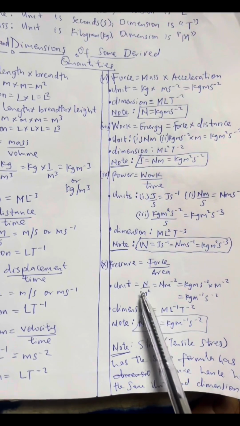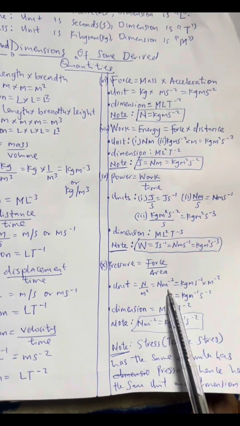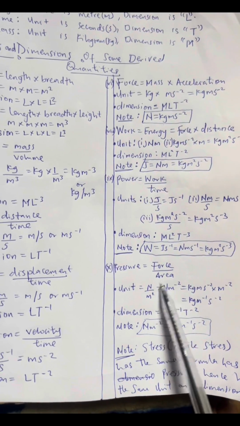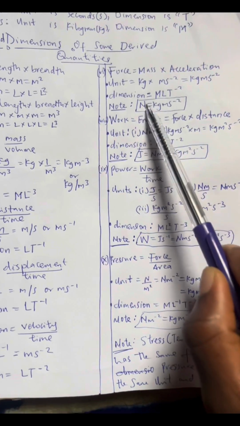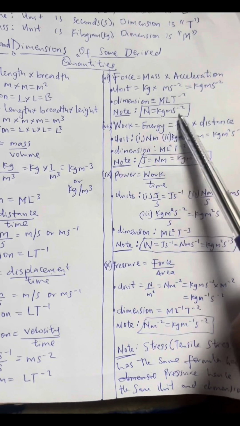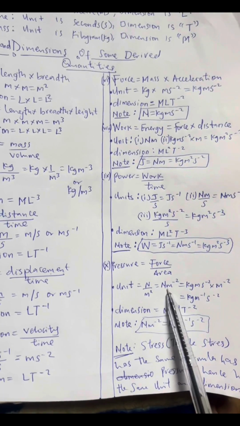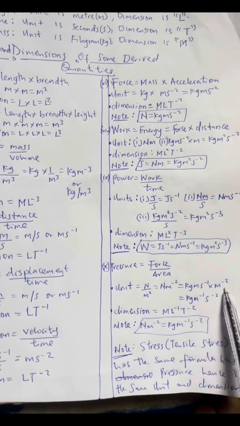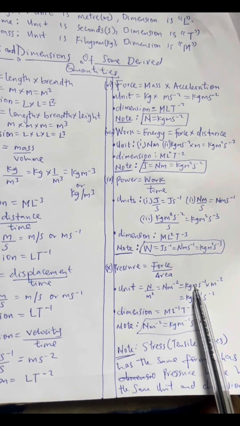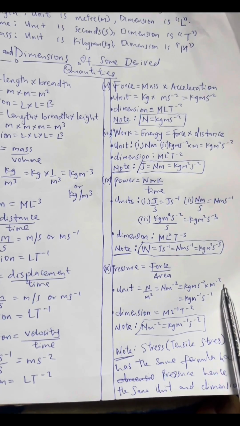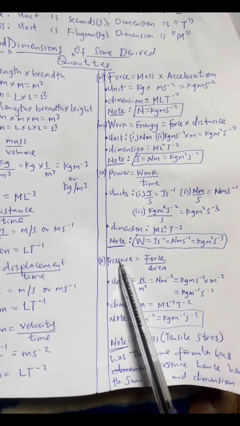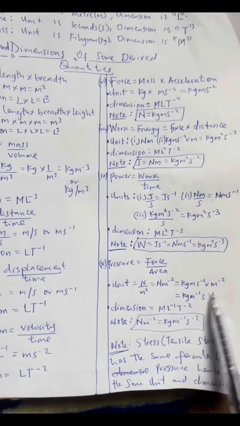So it can be Newton over meter square. That can be written as Newton meter per second square. So you have to know that this Newton is also equal to kilogram meter per second square. That is why we can rewrite this N as kilogram meter per second square times meter raised power minus 2. If I multiply this meter by this meter raised power minus 2, it turns to meter raised power minus 1. So therefore the unit of pressure can also be kilogram per meter per second square.